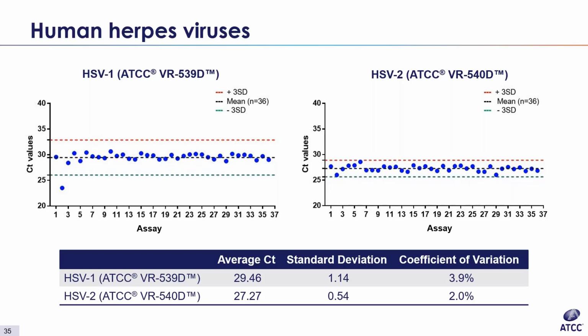These data were tracked and are graphed by the threshold cycle count for each assay run. We have one outlier, but overall the consistency is very good. During the test period, the HSV1 positive control had a standard deviation of 1.14 and a coefficient of variation of 3.9%. The HSV2 positive control had a standard deviation of just 0.54 and a CV of only 2%.